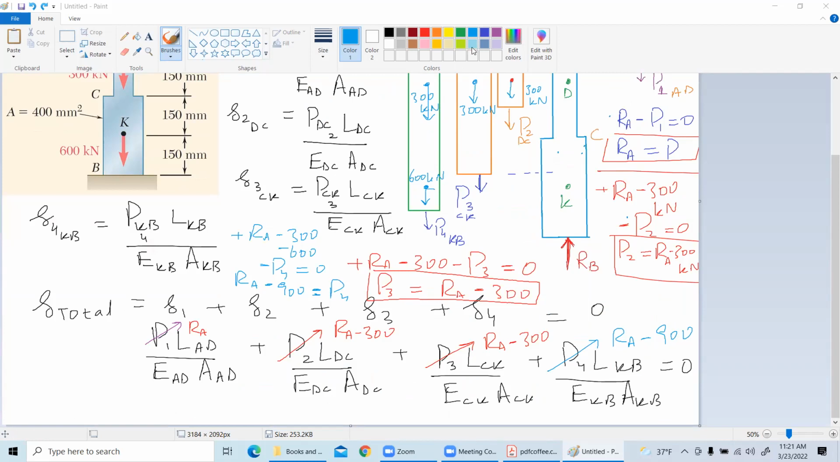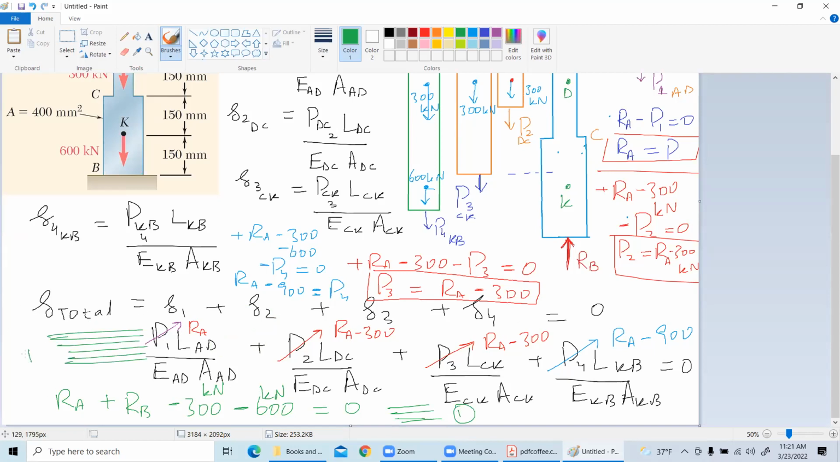And one last equation that I need is, what is the last equation? The last equation is, which I should have written before, RA plus RB minus 300 minus 600 kilonewton equal to 0. I will call this my equation 1, and I will call this big chunk my equation 2. Two equations, two unknowns. Life can't be more beautiful than this, right? Done.